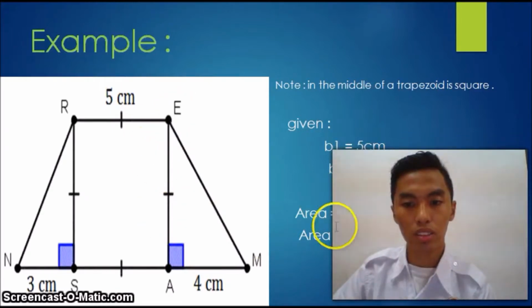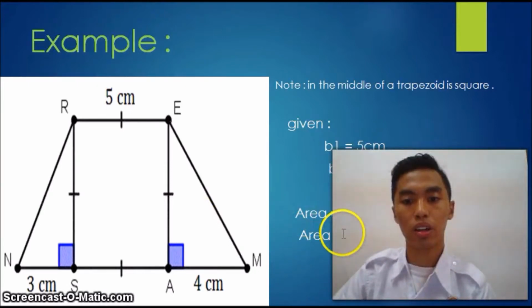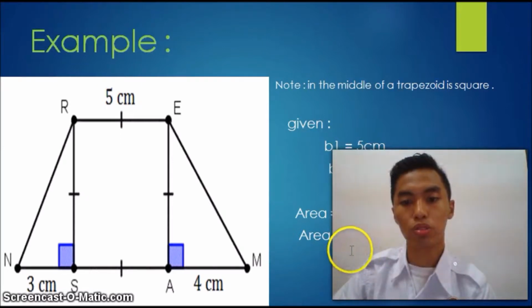The height is 5 cm. This is the formula: area equals half times 5 multiplied by 5 plus 12. 5 plus 12 is equal to 17. Half times 5 equals 2.5. So 2.5 times 17 is equal to 42.5 centimeters squared.